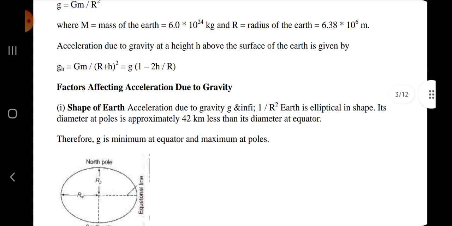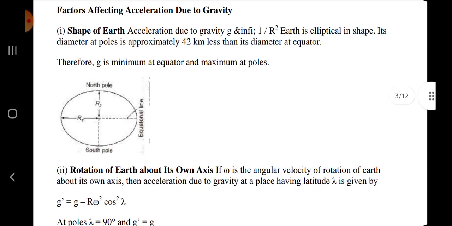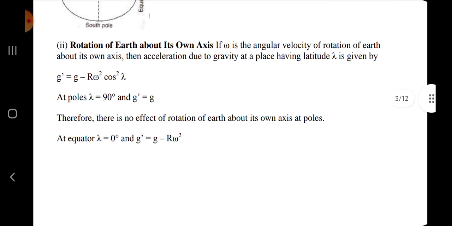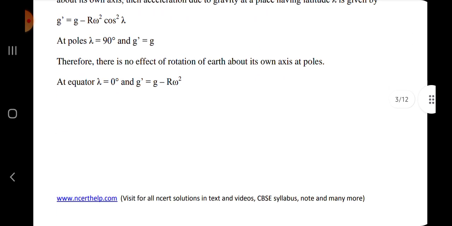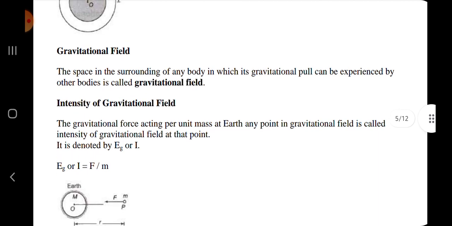Acceleration due to gravity at a height h above the surface of the Earth is given by g_h = GM/(R+h)². Then factors affecting acceleration due to gravity. First, shape of the Earth. Second, rotation of the Earth about its own axis. Third, effect of altitude. Fourth, effect of depth.